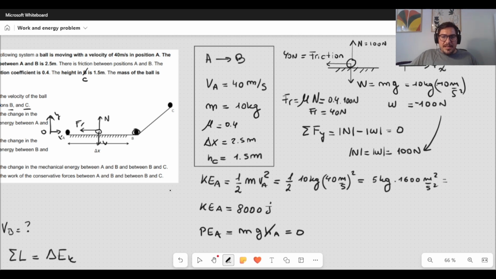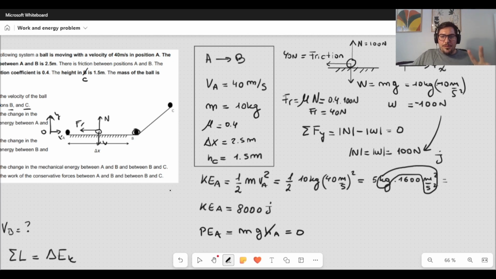And what happens with the kinetic energy? The kinetic energy is 1/2 of the mass times the velocity in A squared: 1/2 of 10 kilograms, the mass that was given, times 40 meters per second squared. One half times 10 is 5 kilograms, times 40 meters per second times 40 meters per second, 1,600 meters squared per second squared. Remember that kilogram meter squared per second squared has a name, the Joule, the unit of energy. We multiply 5 times 1,600, which is 8,000 joules.